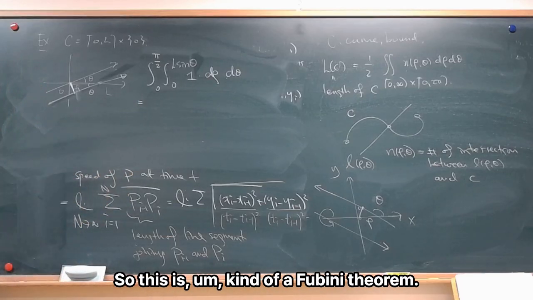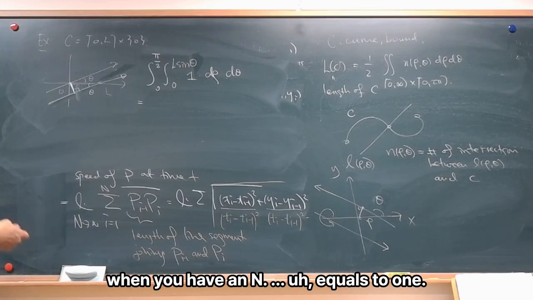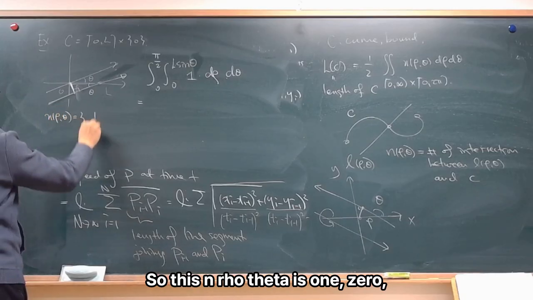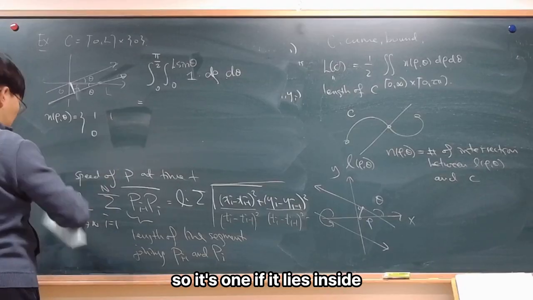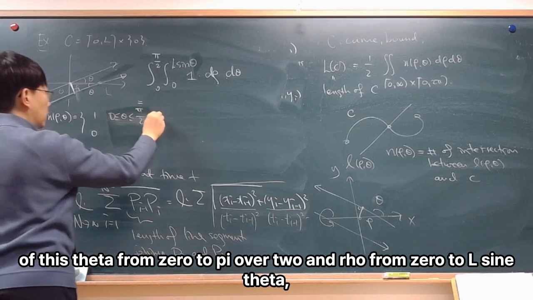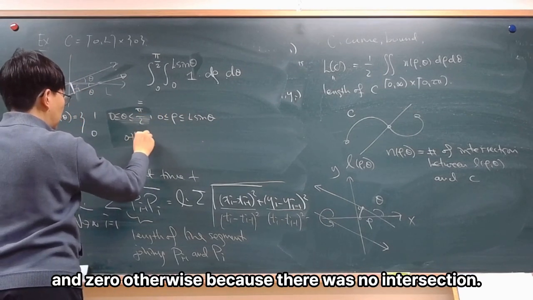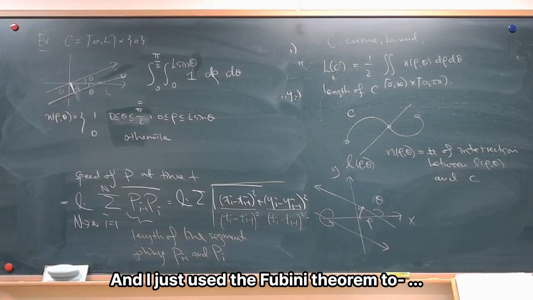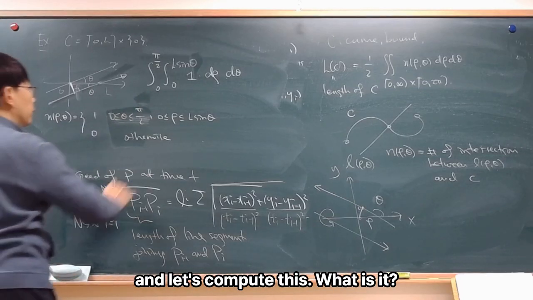So this is kind of a Fubini theorem. So I just took the range of theta and rho when you have n equals to 1. So this n(rho, theta) is 1 or 0. It's 1 if it lies inside of this, theta from 0 to pi over 2 and rho from 0 to L sine theta, and 0 otherwise because there is no intersection. And I just used the Fubini theorem to make the double integration into an iterated integral. And let's compute this. What is it?